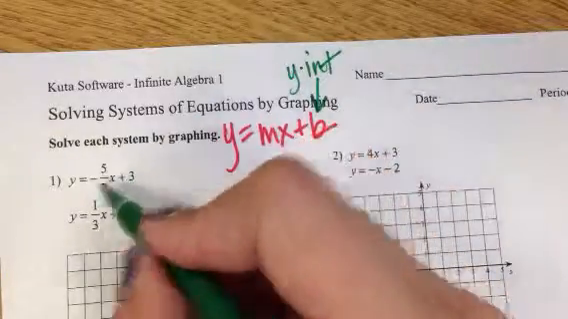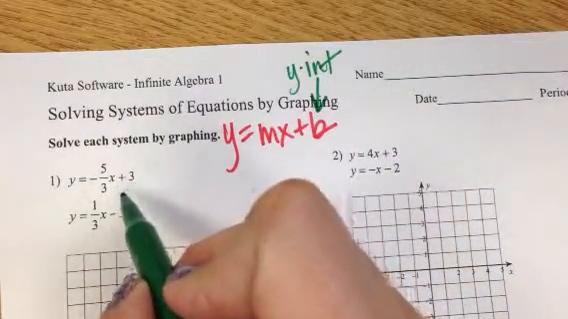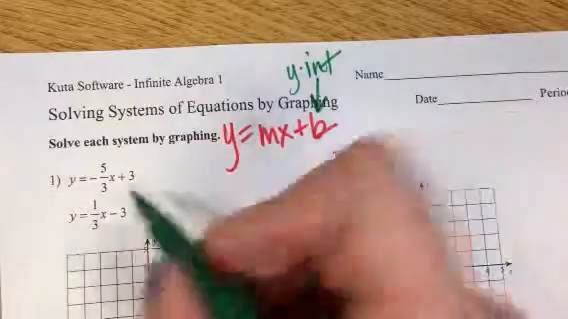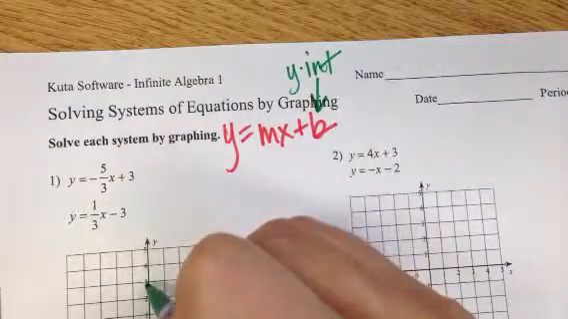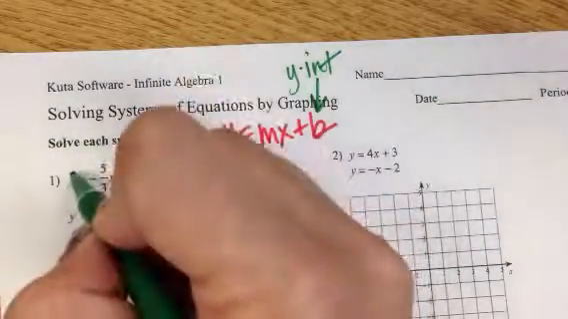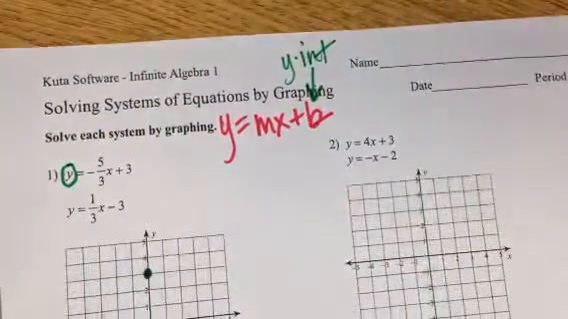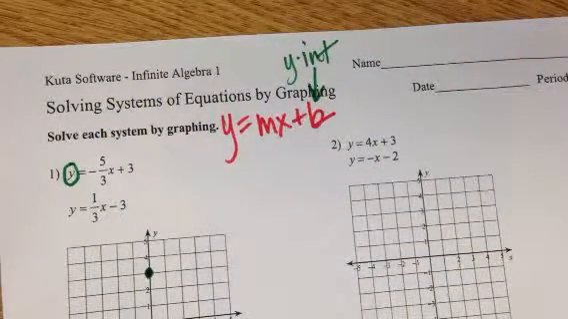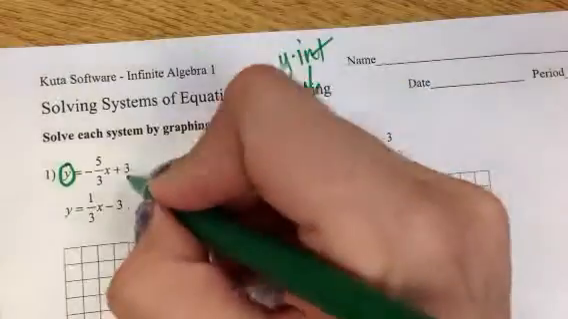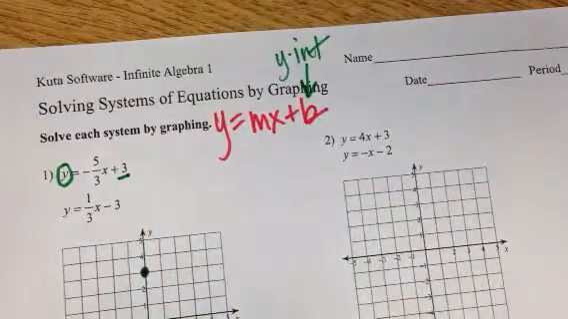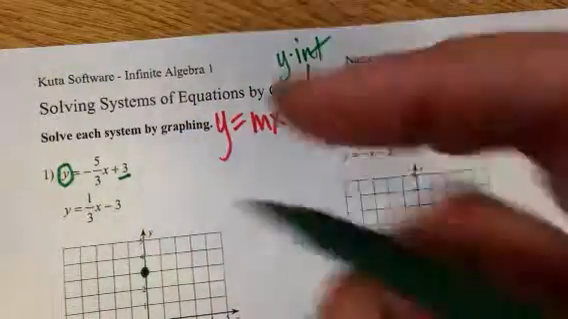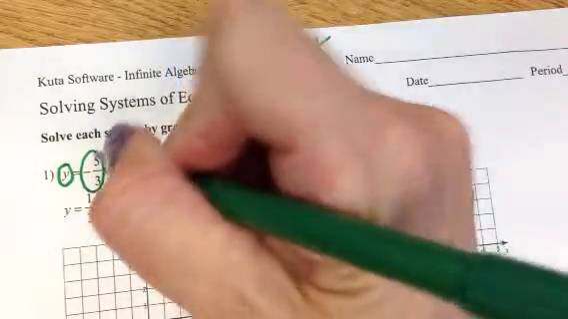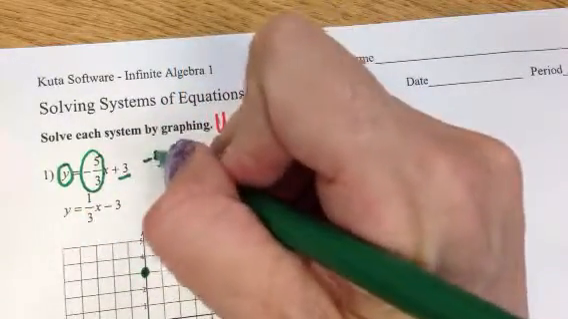After we use our y-intercept, I'm going to start with number 1 in the equation, negative 5/3 x plus 3. I'm going to look at the b value being 3, and I'm going to put a point on my graph. I'm going to circle this one in green because I'm going to graph it in green. I'm going to put a point on my graph on the y-axis at 3, and then from there I'm going to use the slope of negative 5/3, and I'm actually going to drop this slope out here.